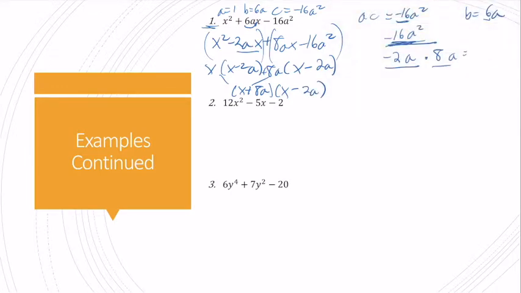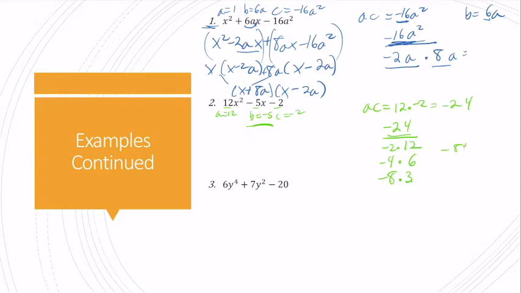Next, here I have 12x squared minus 5x minus 2. So A is 12, B is negative 5, and C is negative 2. So AC in this case is going to be 12 times negative 2, so I have negative 24. So I need to find some factors of negative 24 that add up to negative 5. So I've got negative 2 times 12. Okay, that's not quite right. How about negative 4 times 6? Oops. Okay, how about negative 8 times 3? Negative 8 times 3 is negative 24. Negative 8 plus 3 is negative 5.